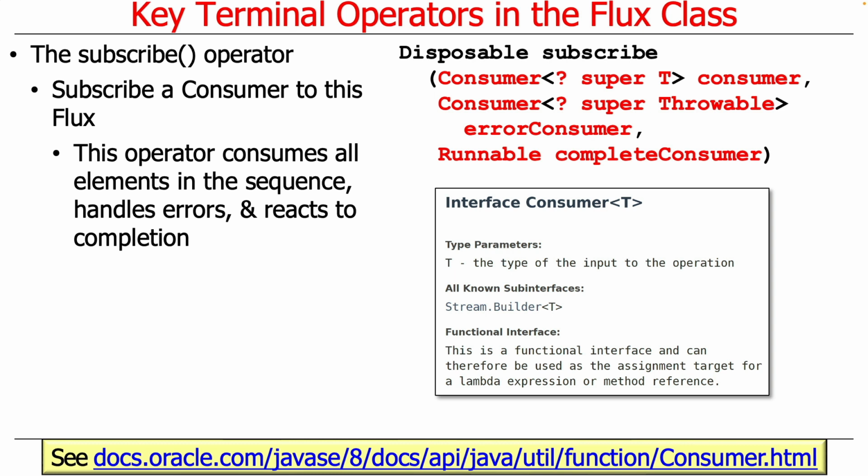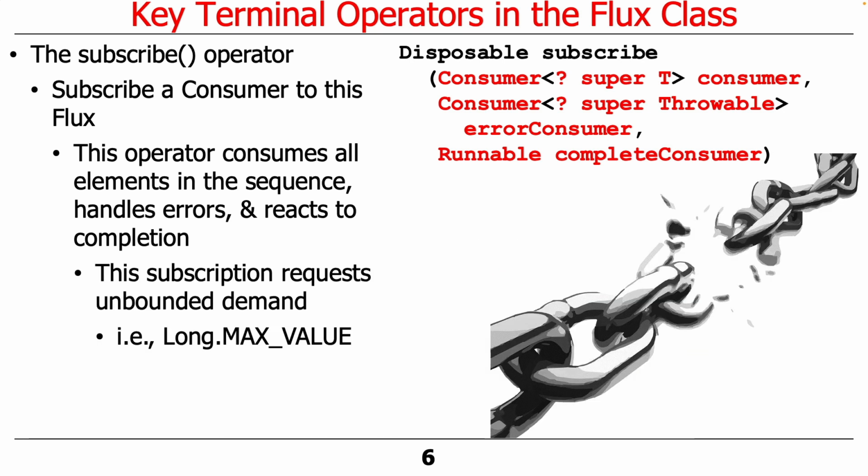This is the first parameter. That's the consumer, first consumer. Handles any errors. That's the error consumer. And reacts to completion. That's the complete consumer, which oddly enough is a runnable, but leave that aside. Now, this particular way of doing subscribe requests unbounded demand. So unbounded demand is just a fancy way of saying that it wants the publisher to send data as fast as the publisher feels like, and it says, I promise to keep up somehow. If you don't like that, then you can use other techniques that involve back pressure. But by default, this particular subscription request will result in unbounded demand.